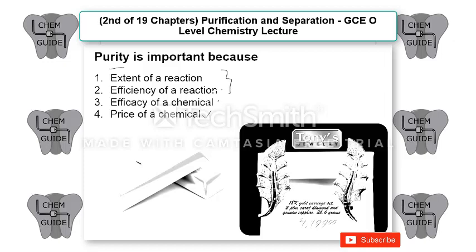The efficacy of a chemical, for example, drugs. Let's say you take a medicine. The medicine is 80% pure, 20% contains impurities. That would be pretty bad for your health, and I don't think it will be as efficacious or as effective as a drug which is 100% or 99.999% pure, right?